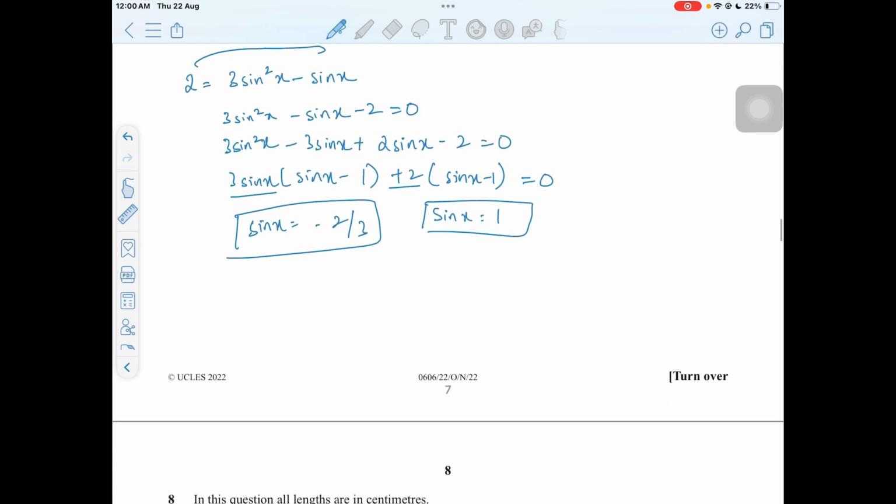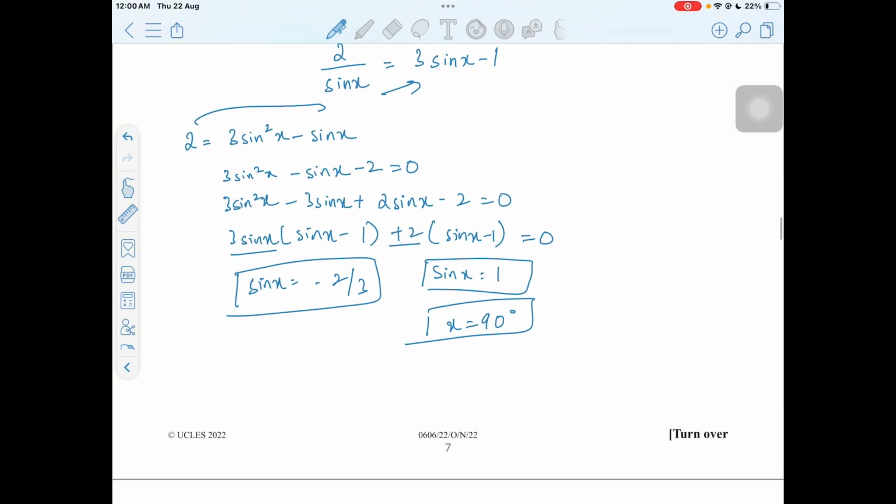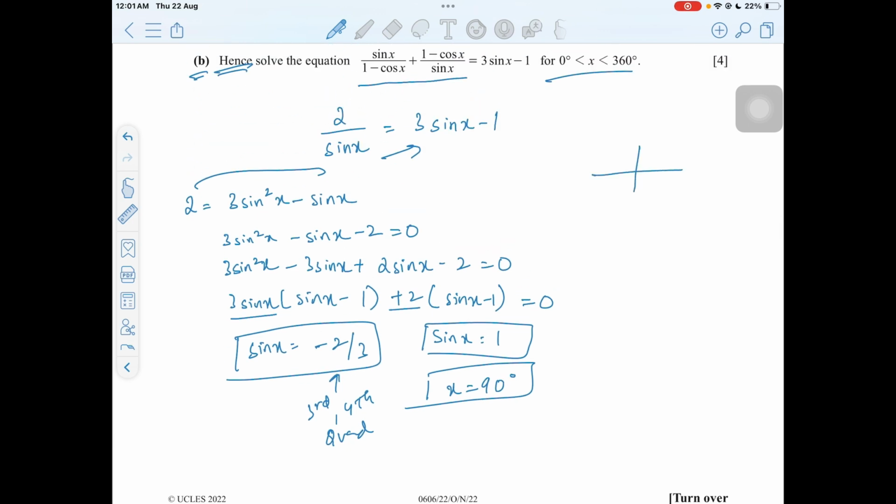Sine x is equal to 1 when x equals 90 degrees. And do we have this? Yes, we have this. x is equal to 90 degrees when sine x is equal to 1. We need this, so this would be third and fourth quadrant, because sine is negative in the third and fourth quadrant. Let's just recall A, S, T, and C. In both of these quadrants, sine is negative.